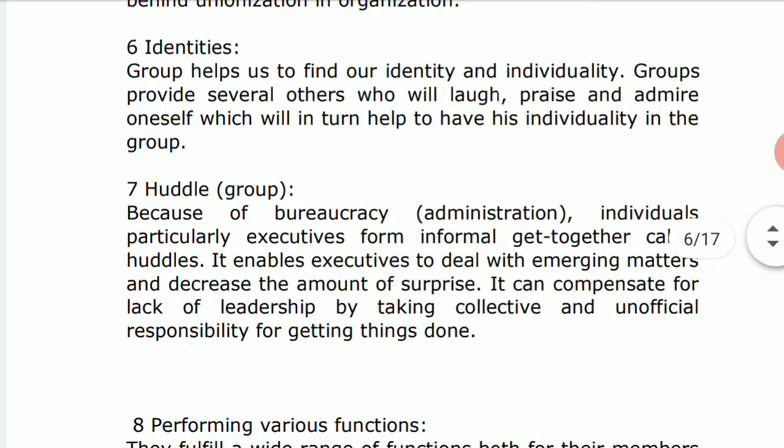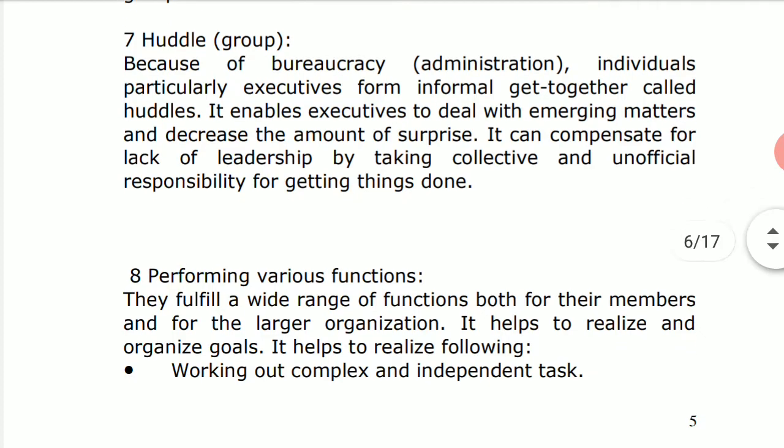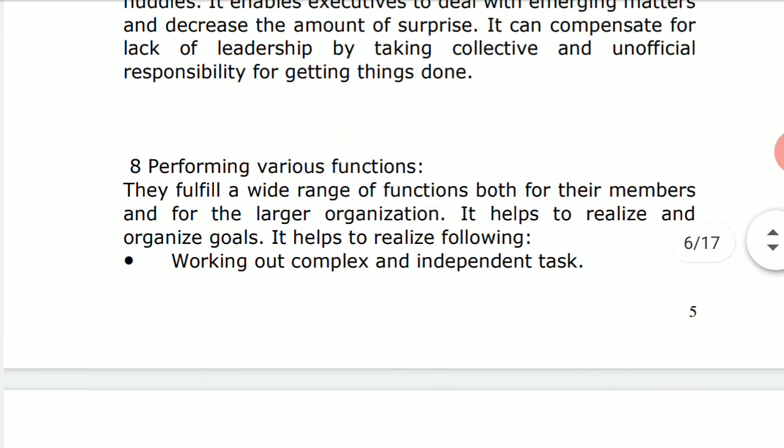Next, the huddle or the group can be created informally, which helps to compensate if there is any lack of leadership. You can take collective actions, and unofficial responsibility for getting things done can also be managed. Next is performing various functions which cannot be performed normally by a person.